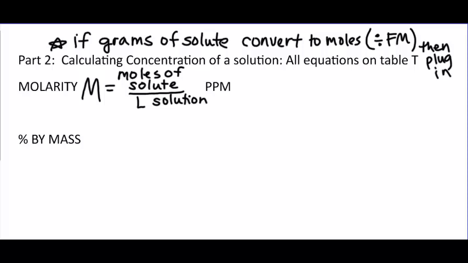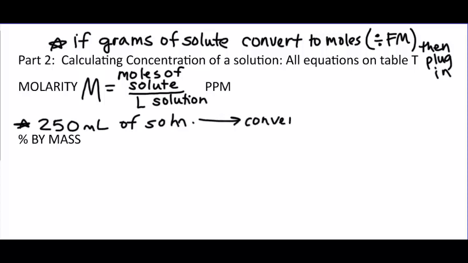The other thing that they will do is that sometimes they give you the milliliters. They might say something like 250 milliliters of solution. You can't plug milliliters in. It has to be liters. So you have to convert that to liters before you plug it in. And the way you convert to liters is by dividing by 1,000. The prefix milli means 1,000. Okay, so you divide by 1,000, so 0.250 is what you should plug in for that problem.